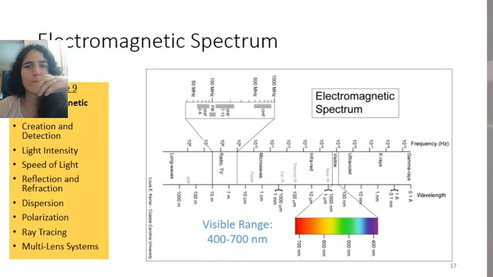So this is just another picture of the electromagnetic spectrum. So you can see side by side the frequency range for each type of wave and also the wavelength range.